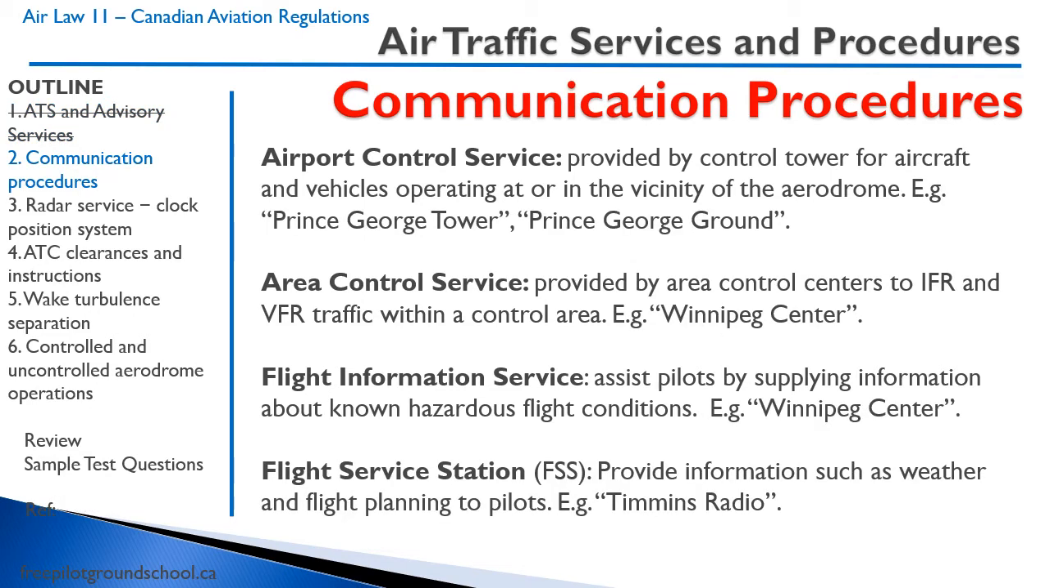These different control services go by different suffixes. It usually starts with the city they're located in and is then followed by the appropriate suffix. So for example, we say Prince George Tower or Prince George Ground. That's the tower control and ground control respectively. Area Control Center, Winnipeg Center, we'd call them. A flight information service is also called Winnipeg Center, and a flight service station is called radio. So for example, Timmins Radio.